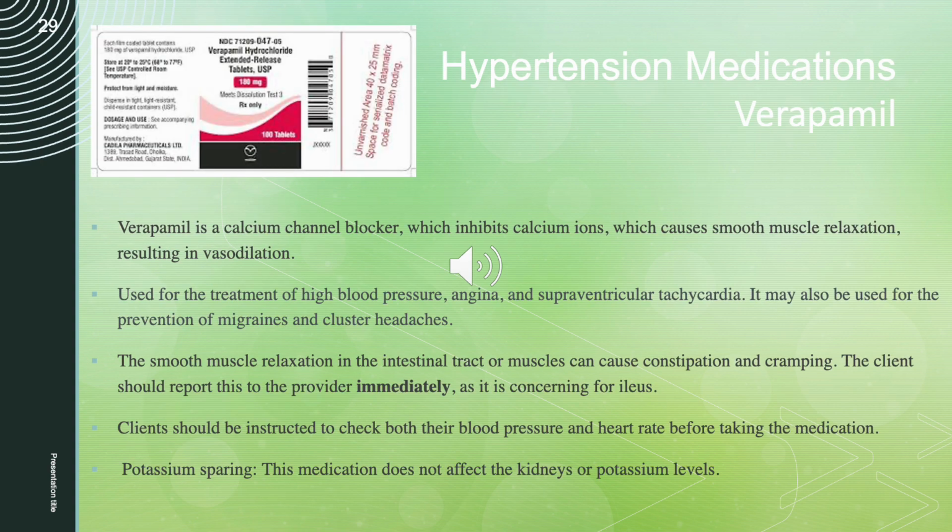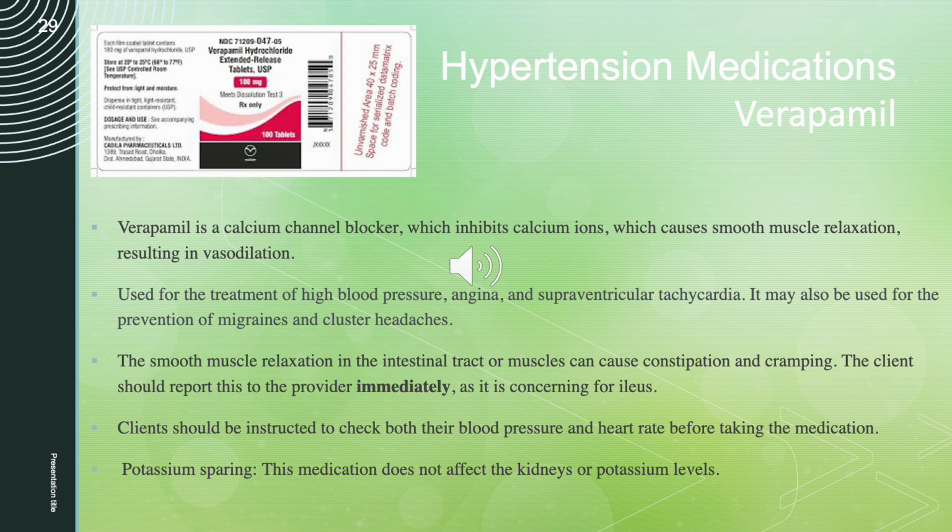All right, our next medication is verapamil, and it is a calcium channel blocker, which inhibits calcium ions, which causes smooth muscle relaxation, which results in the vasodilation that we need. So it's used for treating high blood pressure. It's also used for treating angina. It's also used for supraventricular tachycardia. It may be used for migraines and cluster headaches because, again, the vasodilation.